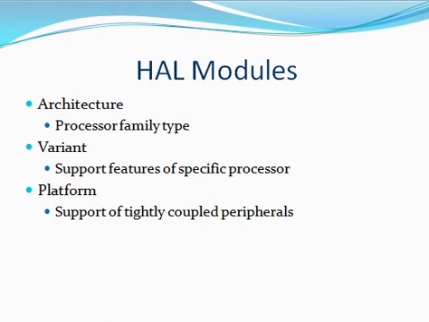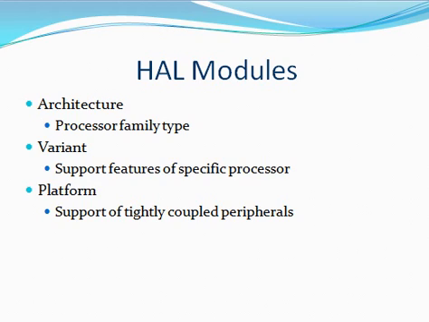Hardware abstraction layer modules are architecture, variant, and platform. The variant supports a feature specific to a processor. The platform supports tightly coupled peripherals. In the case of architecture, it defines a processor family type.